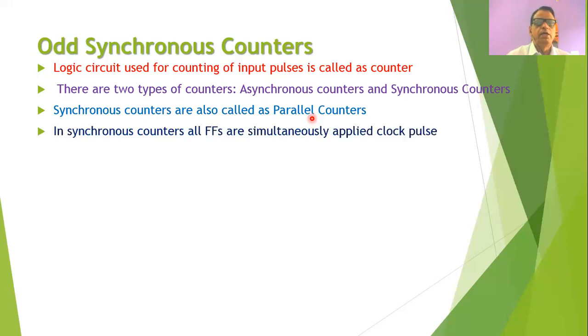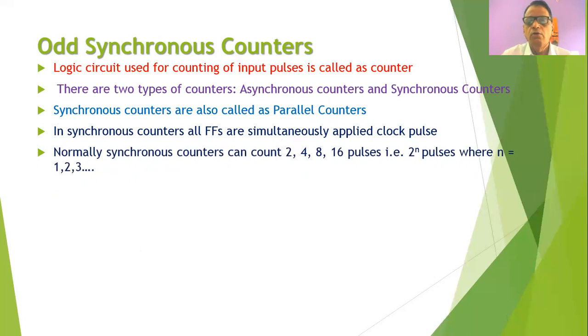As I told you, in case of a synchronous counter, all the flip-flops are simultaneously applied with the clock pulse, and therefore the state of each flip-flop is changed whenever one clock pulse is applied. And therefore we can say that synchronous counters are comparatively faster than asynchronous counters.